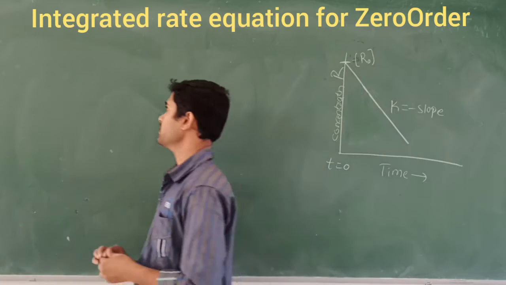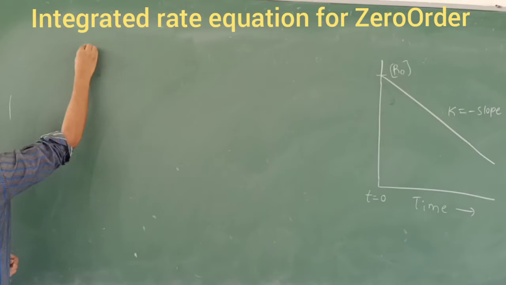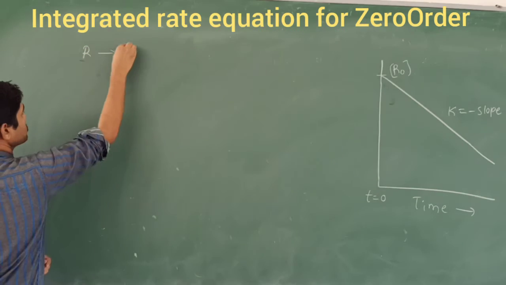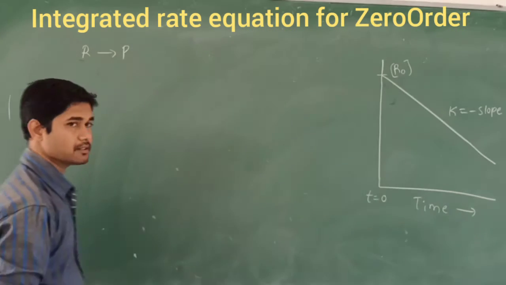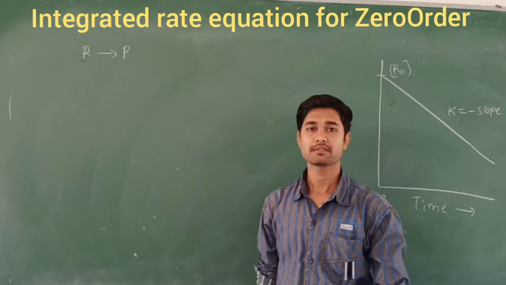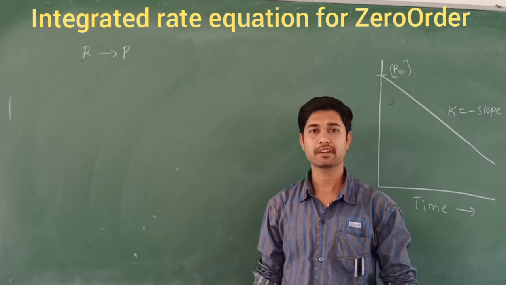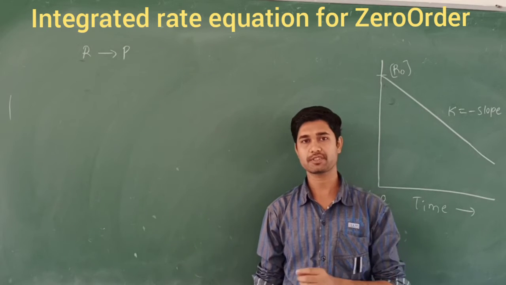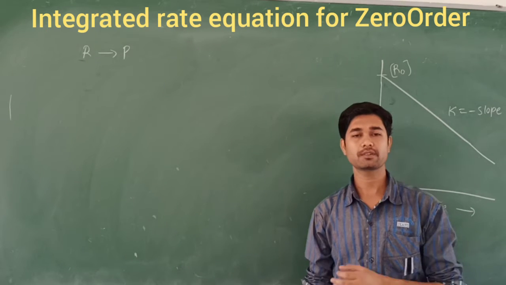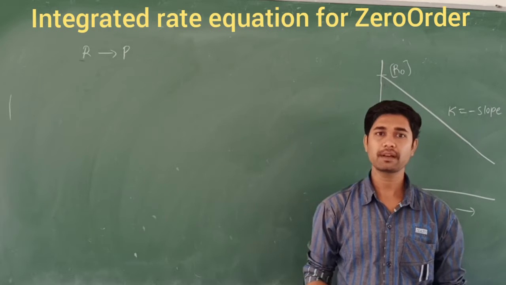Let's consider the zero order reaction, that is, R tends to P, because R is a reactant and P is a product here. So for the zero order reaction, let's take the differential rate equation. You already know this one. When you apply the law of mass action, rate R is equal to k into the concentration of the reactant here.